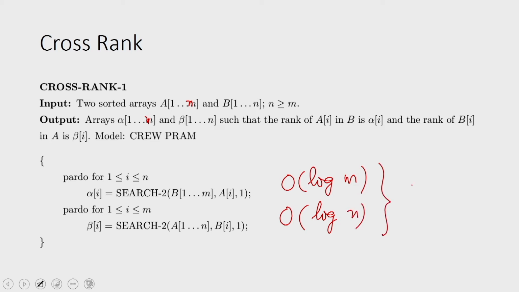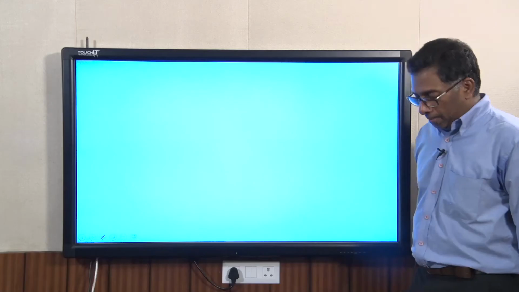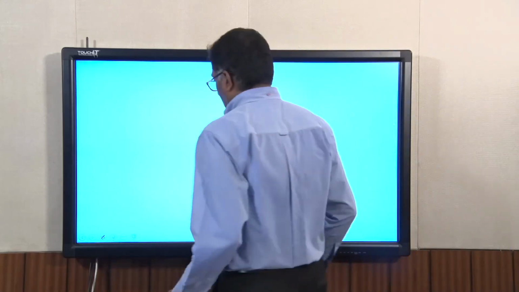So, together the algorithm takes order of log n time if we have n plus m processors. So, what it means is that the cross ranks can be found in order of log n time using m plus n processors, where m and n are the total number of elements. By the way, here we have assumed that B is of size m and A is of size n. So, cross ranking can be done in order of log n time using m plus n processors. Now, let us see how to perform a merge of two sorted arrays.